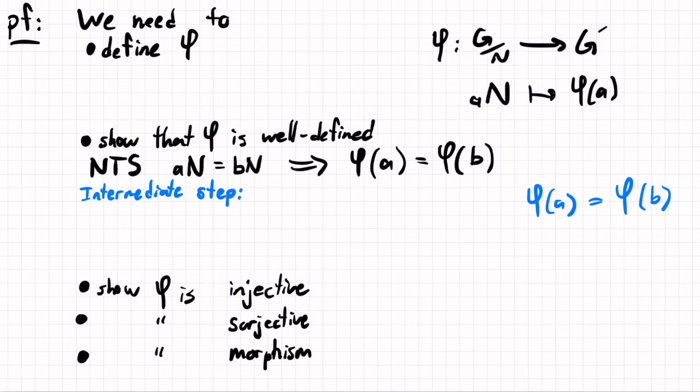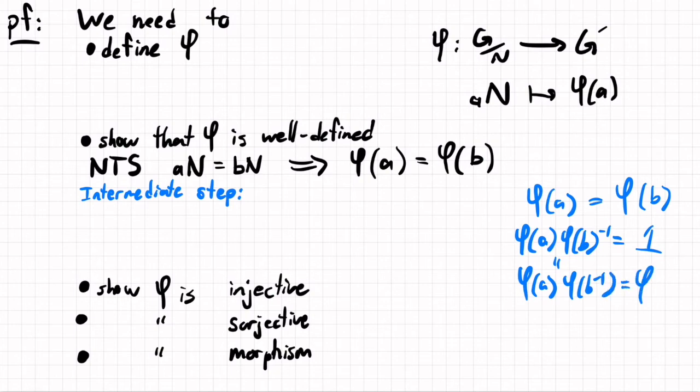And we can if we multiply on both sides by phi(b) inverse. Phi(a) phi(b) inverse equals 1. And then we can pull the inverse inside. So this will be equal to phi(a) phi(b inverse), because it's a homomorphism, which will be equal to phi(ab inverse). Right? So what we've shown is that phi(ab inverse) equals 1.